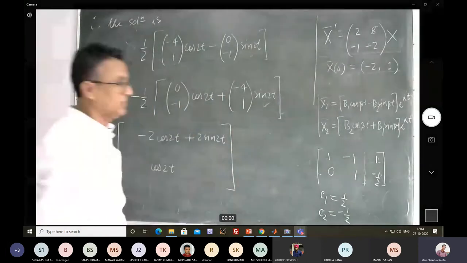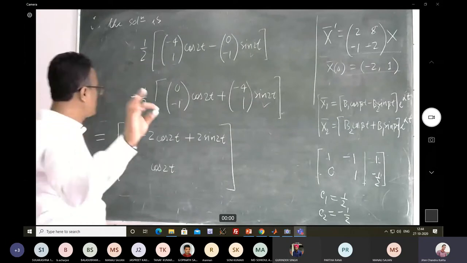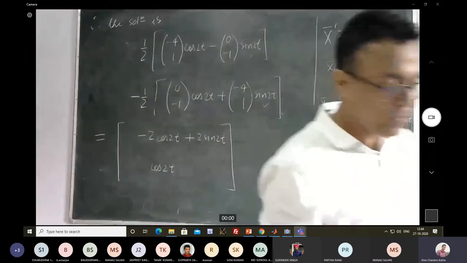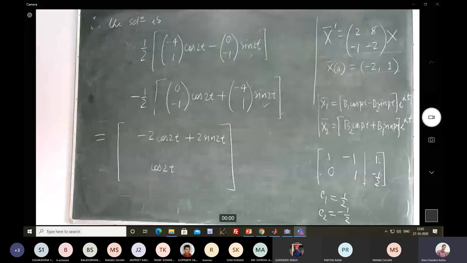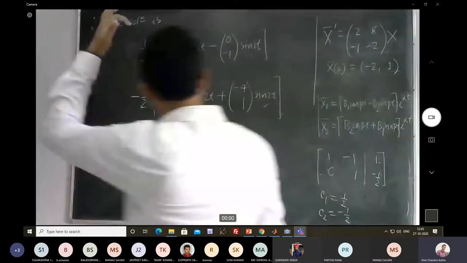So this is my solution. Now I would like to show you this solution graphically. In your Jil and Kulen book, they have done it in a different way. But eventually, I think, just a minute.